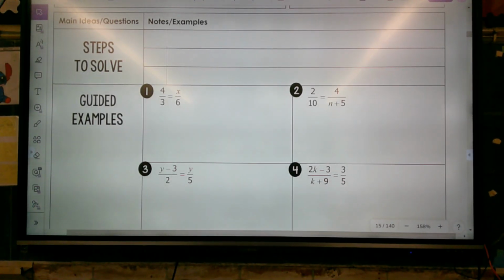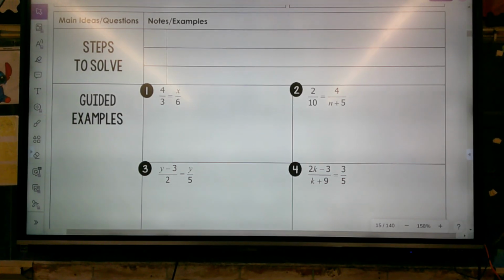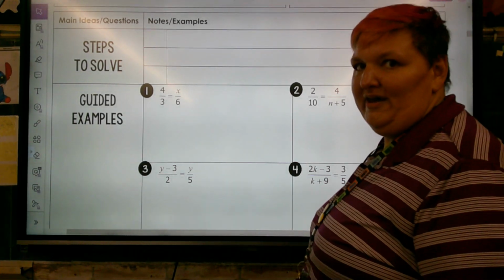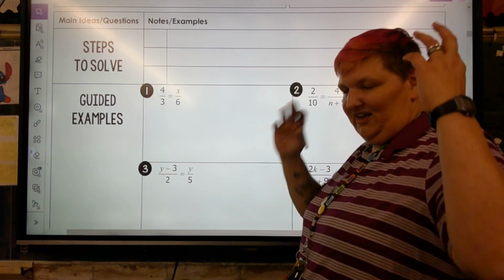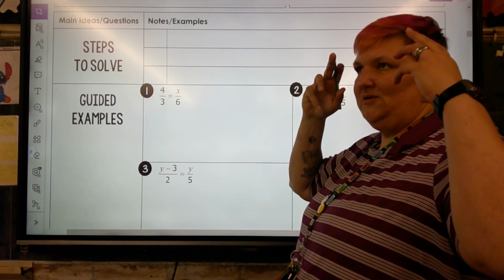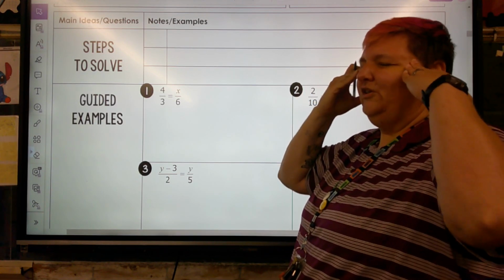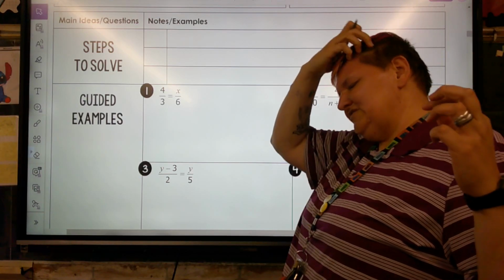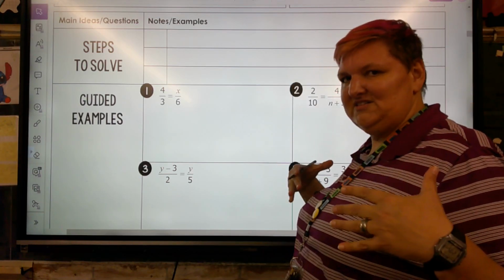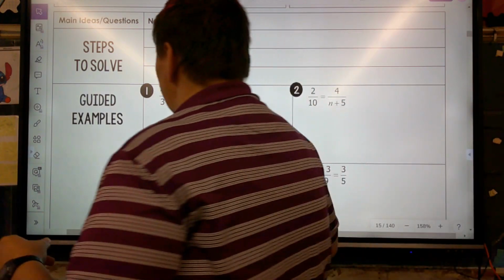Welcome to Unit 2.4, Guided Notes. This is where we start playing with proportions and the cross multiply comes into play. We learned a little bit about it in Unit 0, but some of you didn't make it there, so I'm going to take the time to teach it for those who didn't make it there.